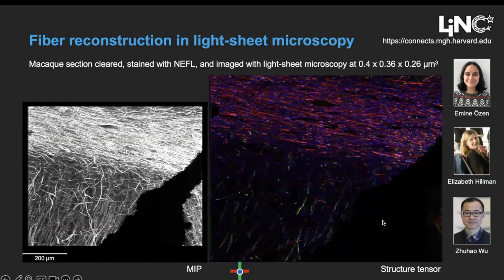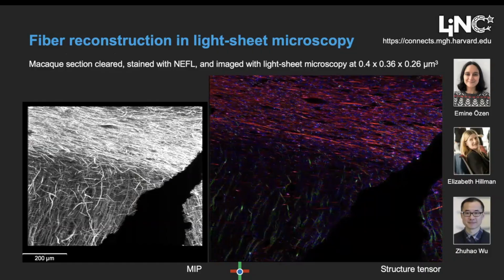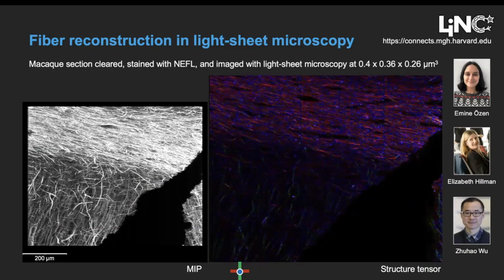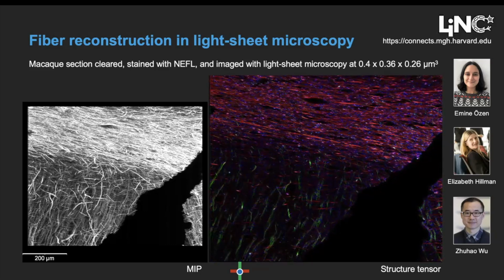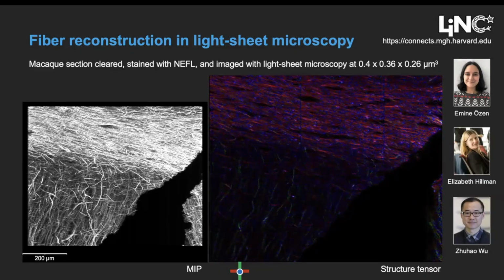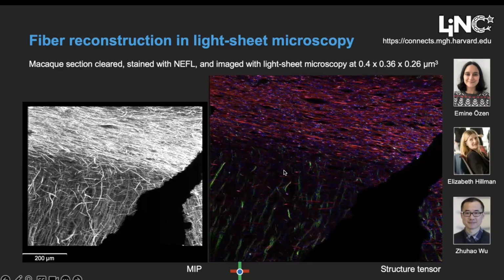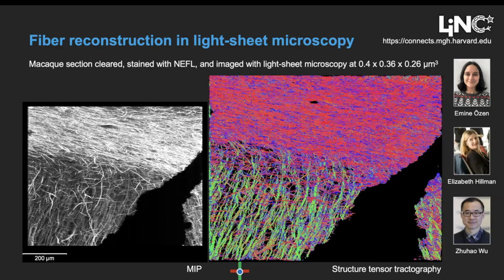So what you see on the left is the actual microscopy image. It's a maximum intensity projection through a section. And what you see on the right is fiber orientations that were extracted from a simple structure tensor analysis, where basically we're just finding the gradient of the microscopy image in different directions. And this allows us to then just run tractography on these orientation vectors, similarly to how we would do it with diffusion MRI data, and to reconstruct the trajectories of individual fibers.